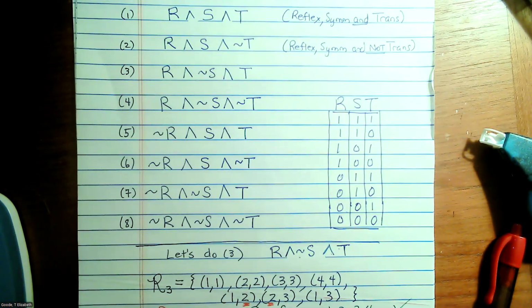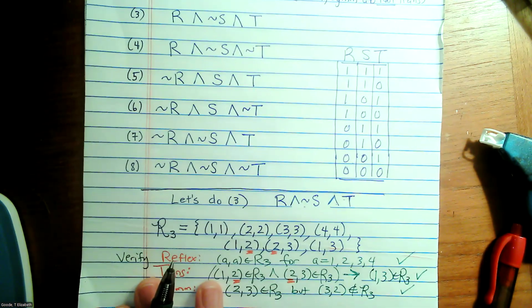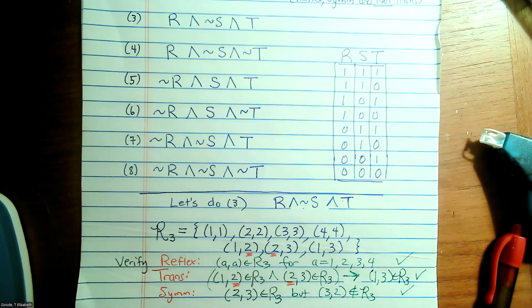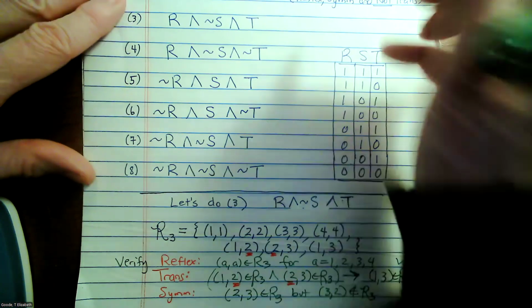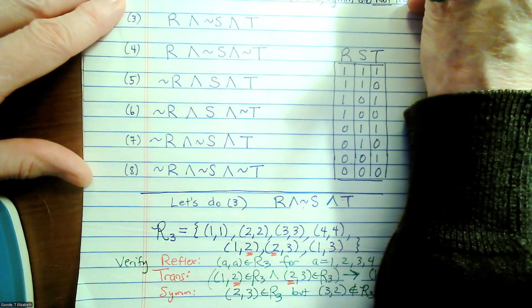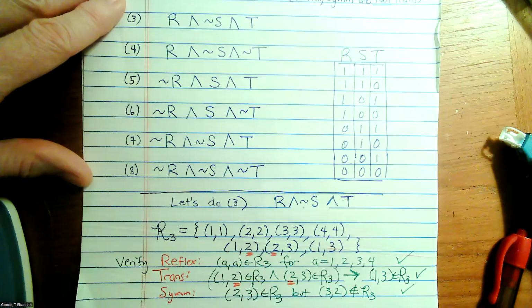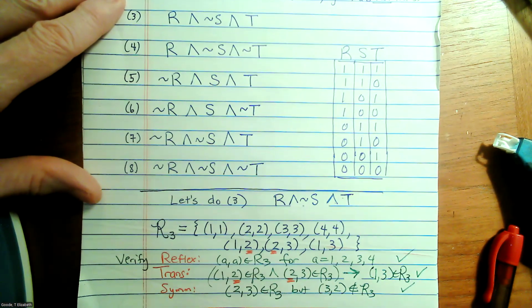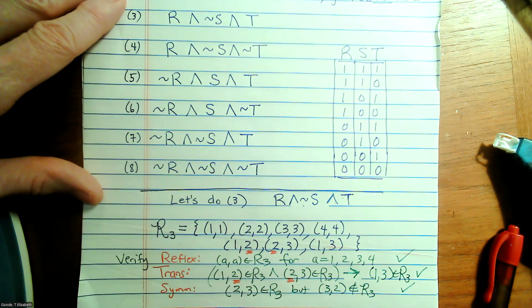So now do the other 7. Build a relation for the other 7. And the key to doing it is to be minimal, keep it simple. Don't start throwing lots and lots of ordered pairs in there, because then it's going to make it really hard to check stuff. Just try to do the job with a minimal number of ordered pairs.